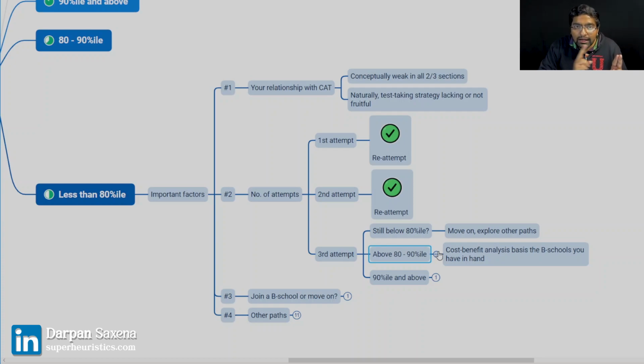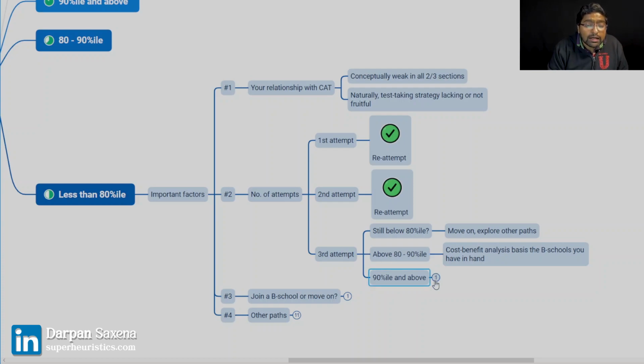Between 80 and 90 percentile you will find a great variety of B schools. If you scored around 88, then some good B schools also come in. So this is a very personal thing. Evaluate how much is the average package of that school, how much will it grow, how much have the alumni of that school grown from there. Very personal take. Do a cost and benefit analysis.